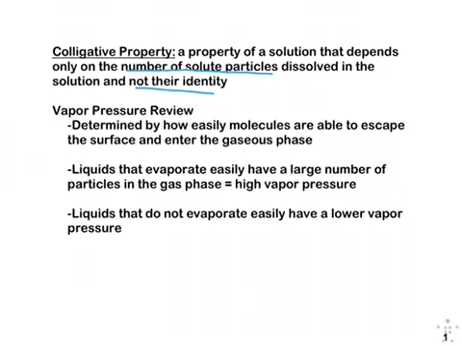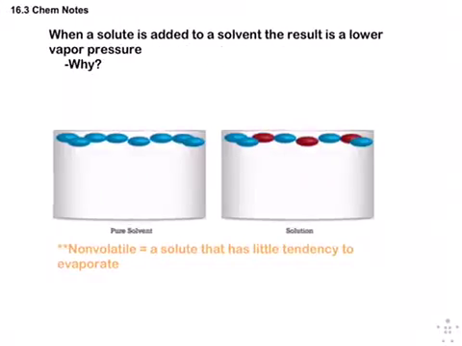Liquids that evaporate easily have a large number of particles in the gas phase, which gives them a high vapor pressure. And then liquids that do not evaporate easily have a low vapor pressure. So, when a solute is added to a solvent, the result is a lower vapor pressure. So, I'm going to just call it example A and then B. In example A, we have just pure solvent, no solutes added.